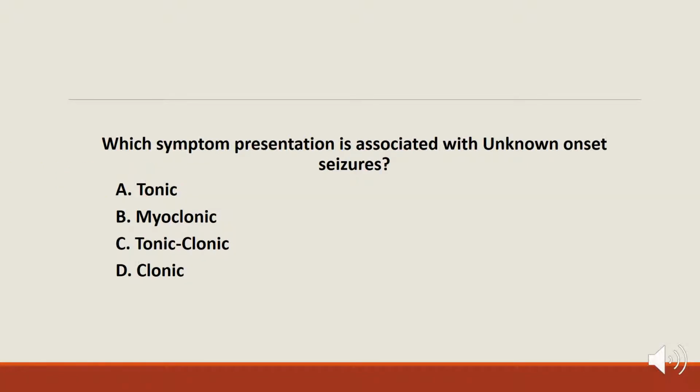Which symptom presentation is associated with unknown onset seizures? A, tonic, B, myoclonic, C, tonic-clonic, or D, clonic? C, tonic-clonic.